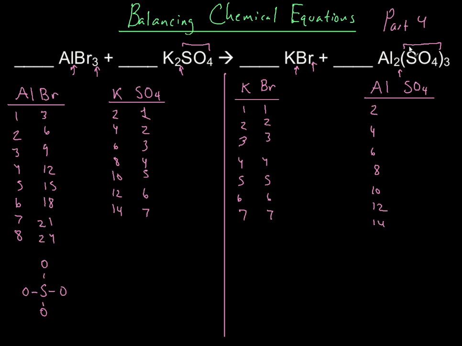Okay, now the sulfate molecule has a 3 next to it, and so this 3 is saying there are 3 molecules of sulfate, and so we're going to go ahead and plug it in. Basically, this 3 tells us that this molecule here moves in sets of 3. So we have 3, 6, 9, 12, 15, 18, and 21.